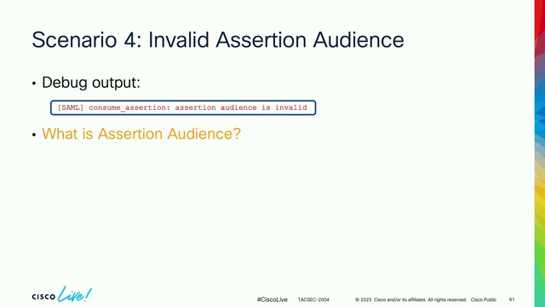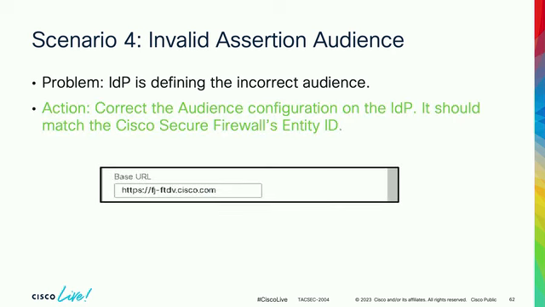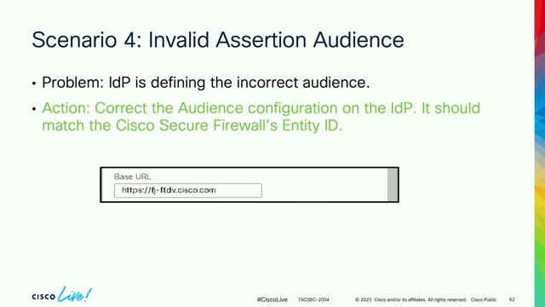But we need to ask, what is assertion audience? It is to whom the assertion is intended for. So the identity provider is not selecting the correct service provider. At this point, the IDP is not defining the correct audience, and the action that we need to take is to verify that the base URL doesn't have any typo or is configured correctly on the IDP.